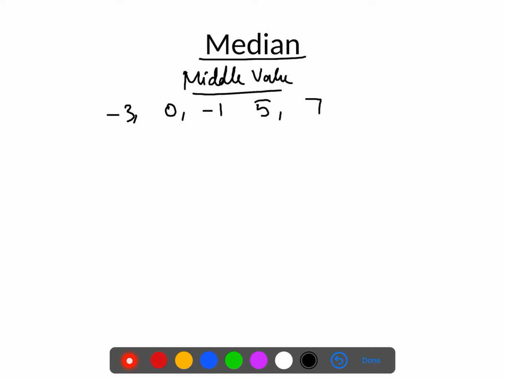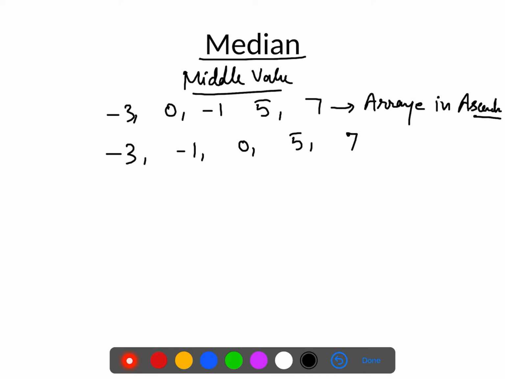First task is to calculate the median: arrange them in ascending order. Okay, arrange them in increasing order. So -3 smallest, -1 next, 0, then 5, then 7. Okay. So let's take another set of numbers like -3, -1, 0 and 5.